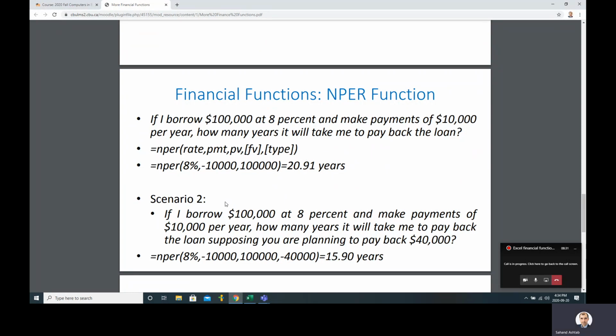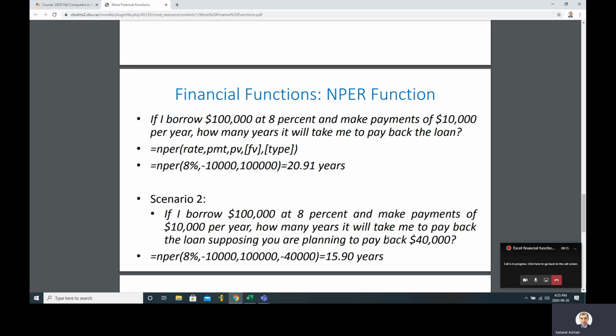Now, in the second scenario, there's going to be a payback or a total lump sum payment at the end, which is going to affect the type in this syntax. So we have 5 arguments. One of them is type. And in the second scenario, this type is going to be affected, or it's going to assume a value. So if you borrow 100,000 at 8% and make payments of 10,000 per year, how many years will it take you to pay back the loan, supposing you're planning to pay back 40,000, and that's basically at the end.